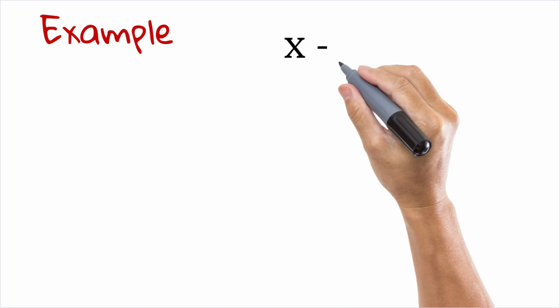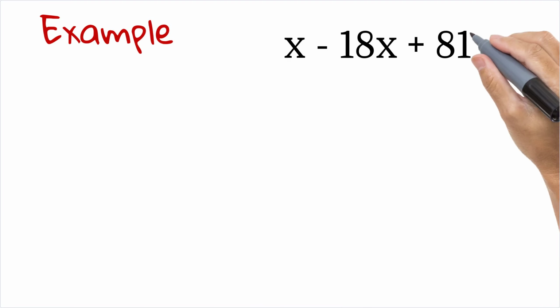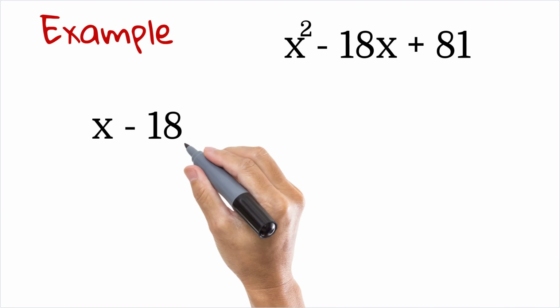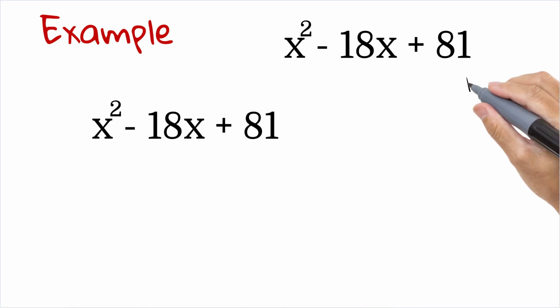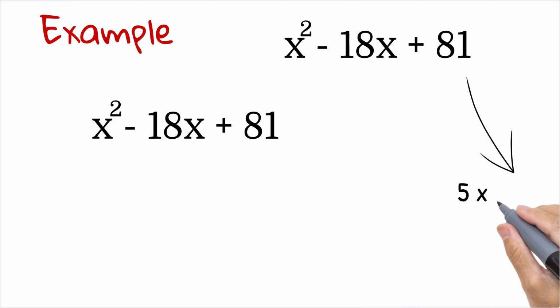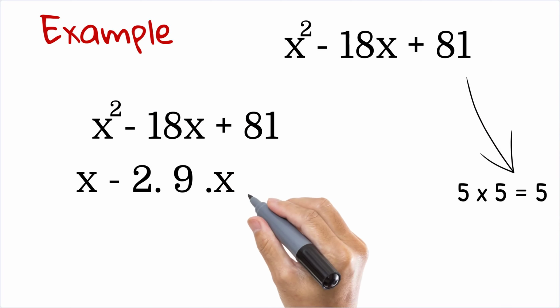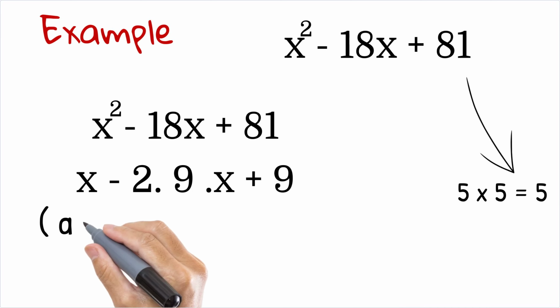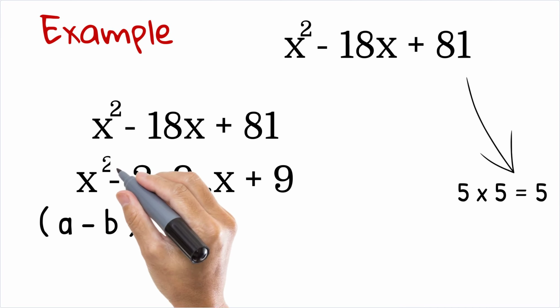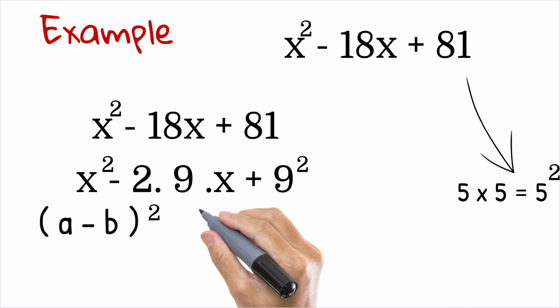Example, find the factors. The constant term 81 is a perfect square, and 18 can be written as 2 times 9. Rewrite the expression as the perfect square trinomial pattern: a minus b whole square is a square minus 2ab plus b square. The expression can be written as x minus 9 whole square.